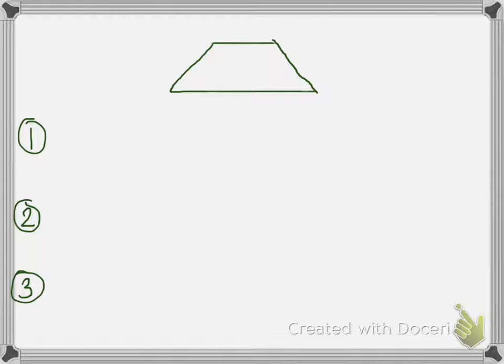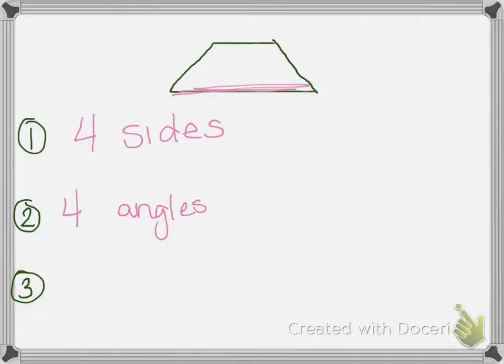Number 3 says the image below is a trapezoid. Name 3 attributes of a trapezoid, meaning name 3 things about it. So the first thing I'm going to say is it has 4 sides. Then I'm looking, it also has 4 angles. If I'm looking at the bottom and the top, they are parallel.